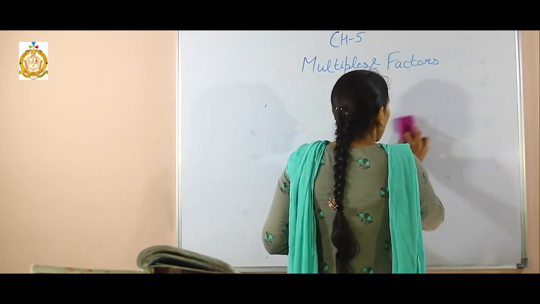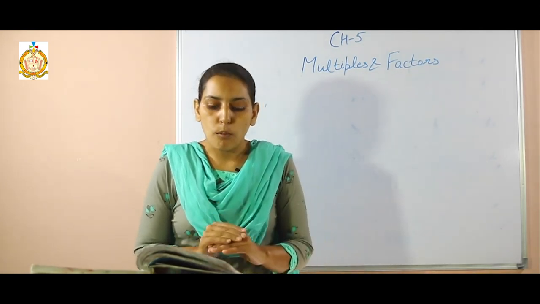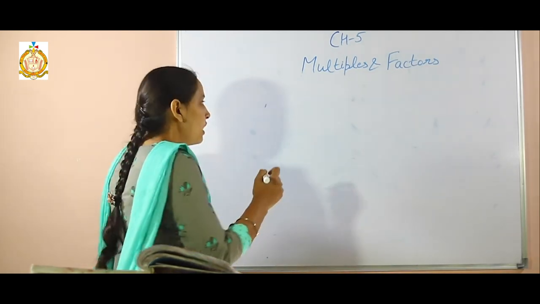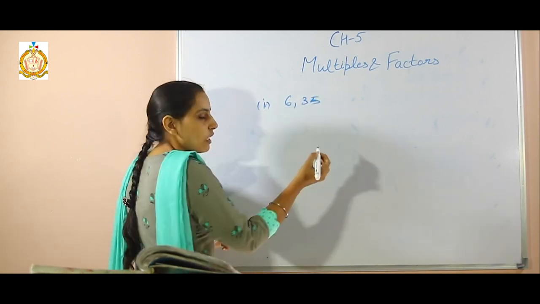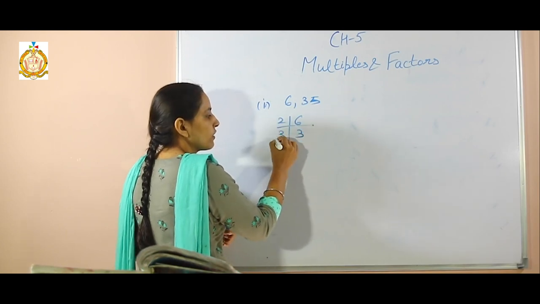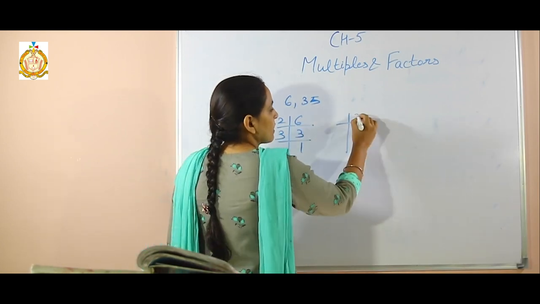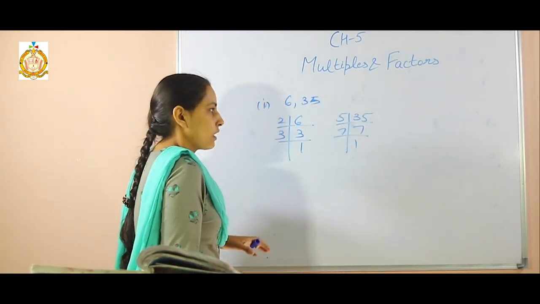Students, co-prime numbers are those numbers which have no common factor. Suppose the first pair is 6 and 35. First of all, find the prime factorization. 2 threes are 6 and 3 ones are 3. Next is 35: 5 sevens are 35, and 7 ones are 7.